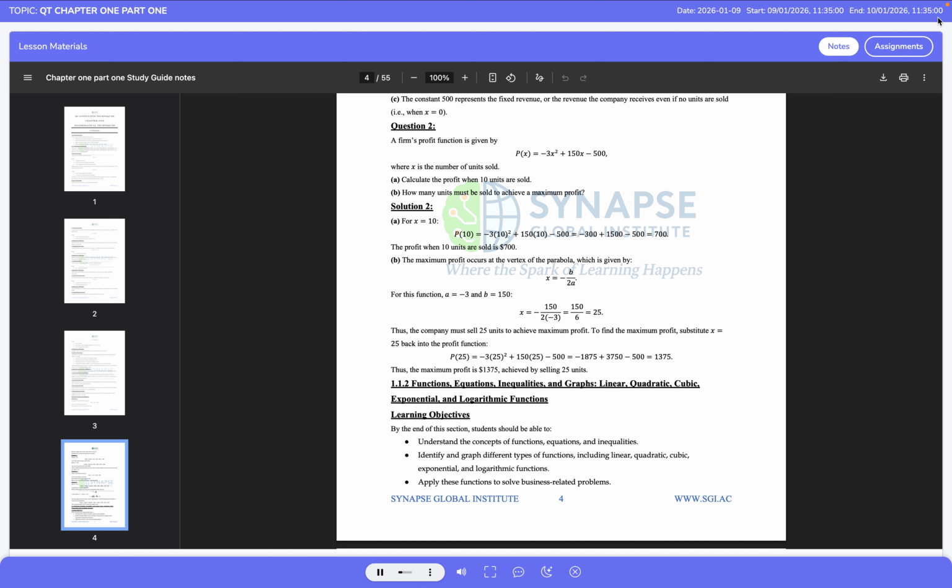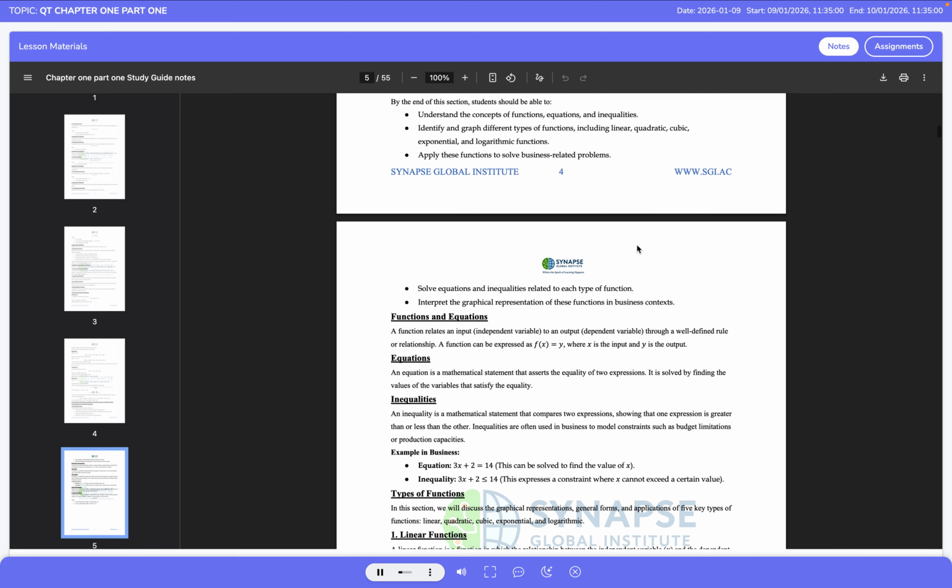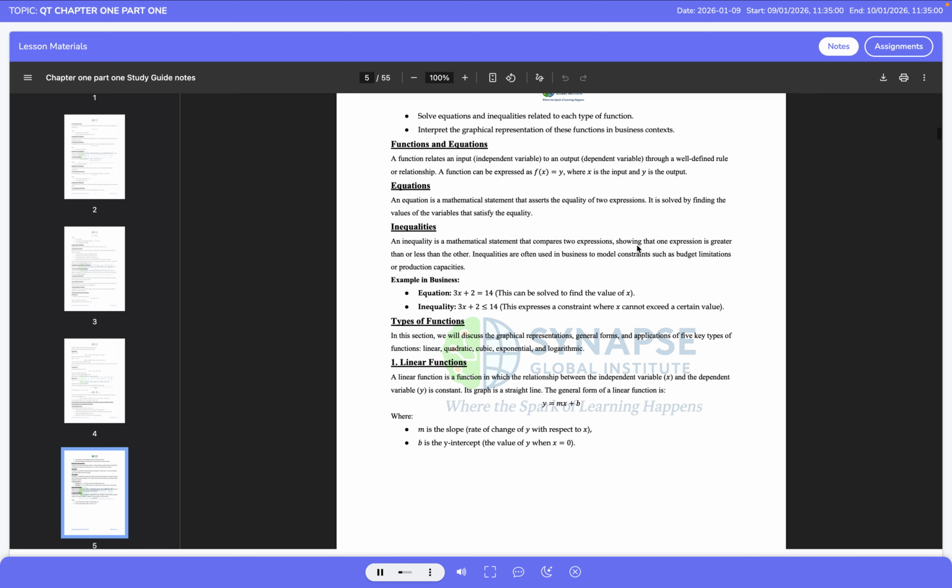A function relates an input, which is the independent variable, to an output, which is the dependent variable, through a well-defined rule or relationship. This relationship can be expressed as f(x) = y, where x represents the input and y represents the output.